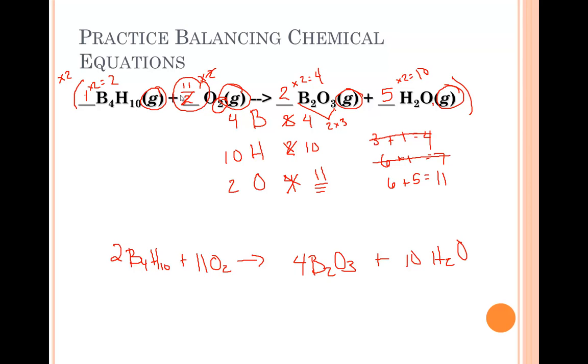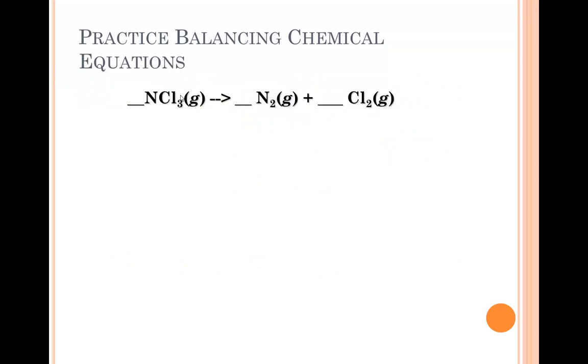We're going to do one more final example. Once again, figure out your elements, N and Cl. We have 1 nitrogen and 3 chlorine, 2 nitrogens on the right and 2 chlorines on the right. So to make this come out, multiply NCl3 by 2, and that changes the nitrogen to 2 and the chlorine to 6. Then on the right hand side, if we multiply this by 3, that changes it to 6, and everything gets balanced out. This is a little bit easier.